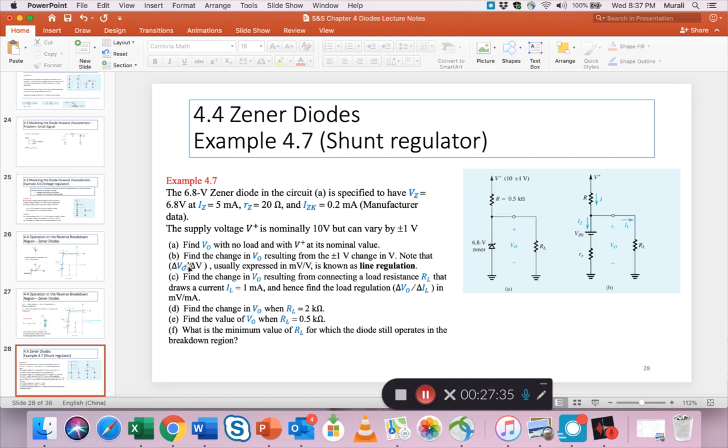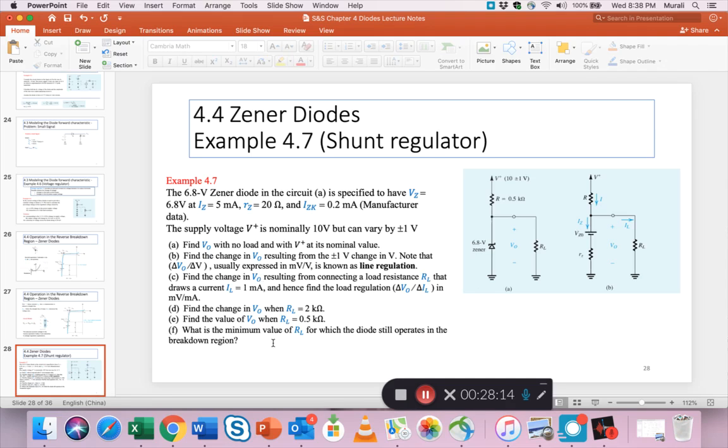So there are parts A, B, C, D, E, F. It's a long problem. First he asks us to find V0 with no load and the supply voltage at its nominal value, 10 volts. Then, assuming that the full plus or minus 1 volt happens, tell us what changes to the output voltage happen. And that percentage change is actually called line regulation. It's a new term for you to remember.